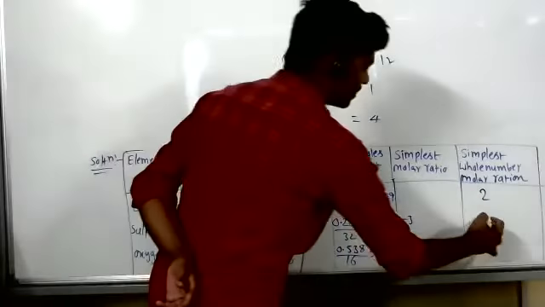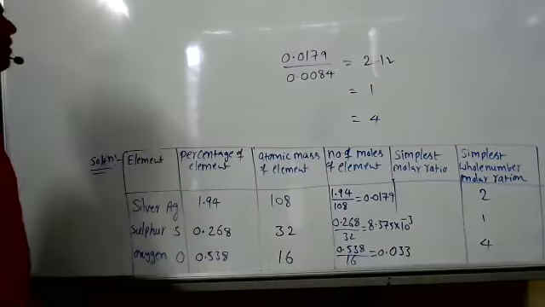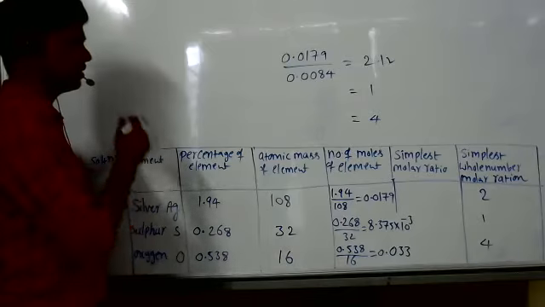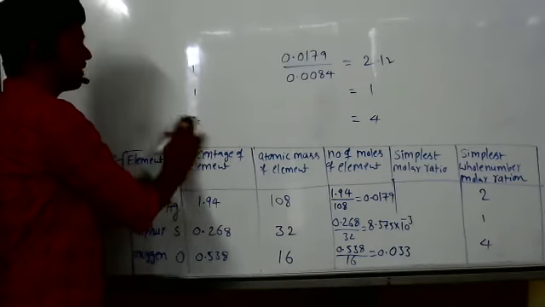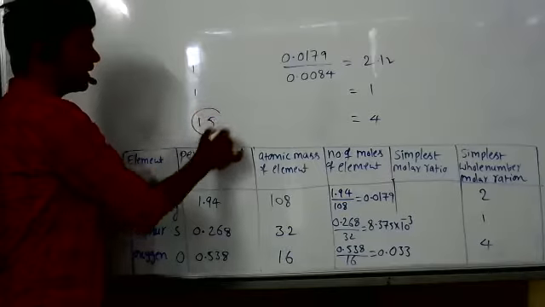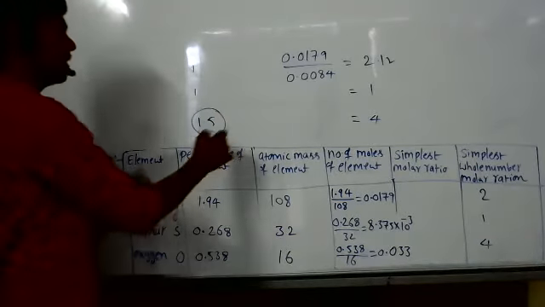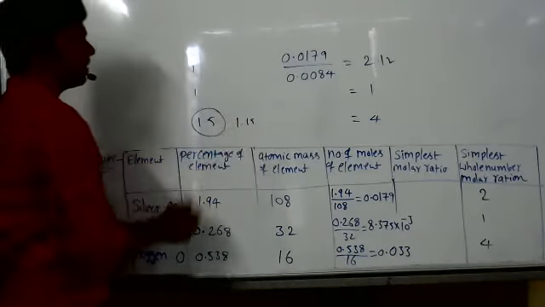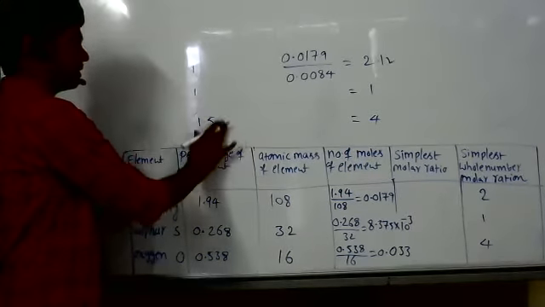Here it is 1. This is 4. Sir, but in the previous question also there were ones, and we got 1, 1, 1.5, right? Then how can you neglect such a big number? If it is 1.15, okay, you can neglect. But 1.5 is there, you can't neglect that. Okay, sir. Fine.